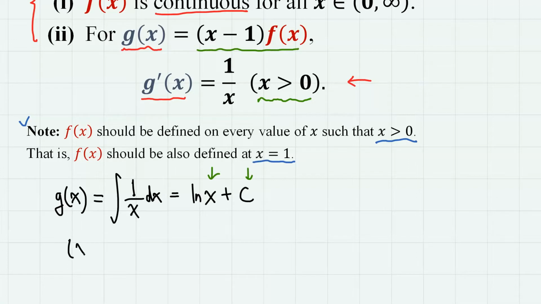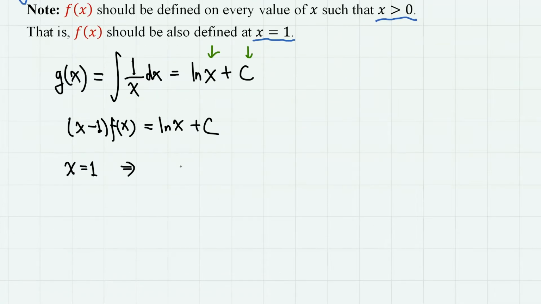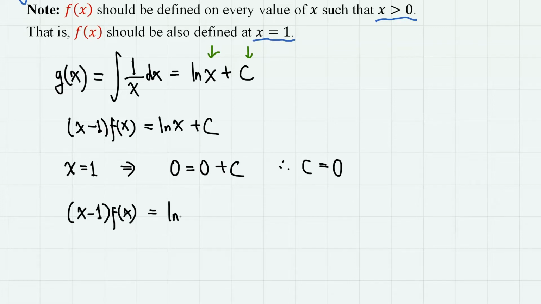So it means that (x minus 1) times f(x) equals ln x plus c. And if we plug in x equals 1 here, we have 0 equals 0 plus c. So therefore c must be 0. So we have (x minus 1) f(x) equals simply ln x. Of course, when x is greater than 0.